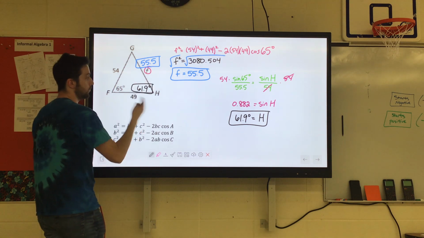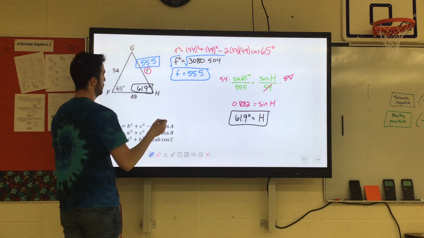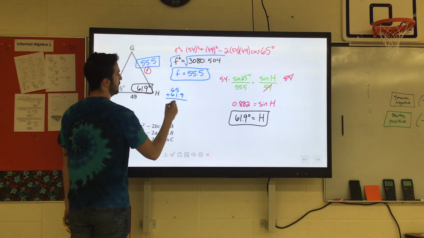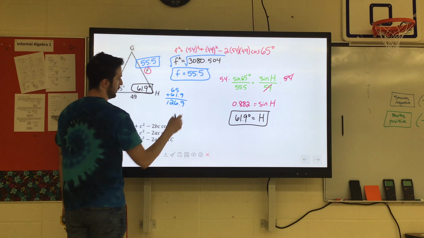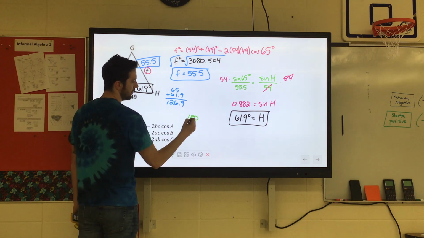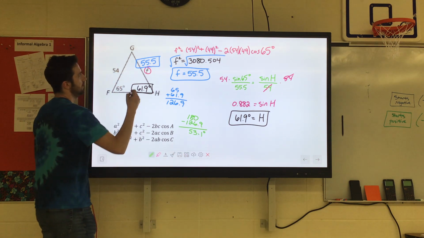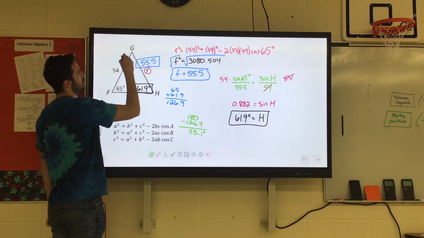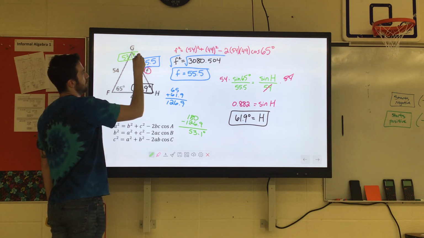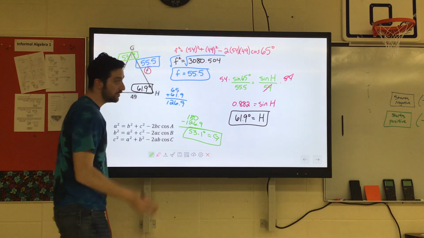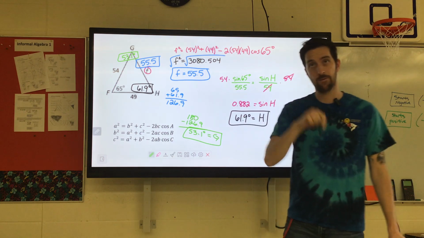So I'm just going to do 180 minus these other ones. So if we did 65 plus 61.9, that would give us 126.9. If we did 180 minus that, that gives us 53.1 degrees for angle G. Challenging. They're getting easier though. We got one more here.